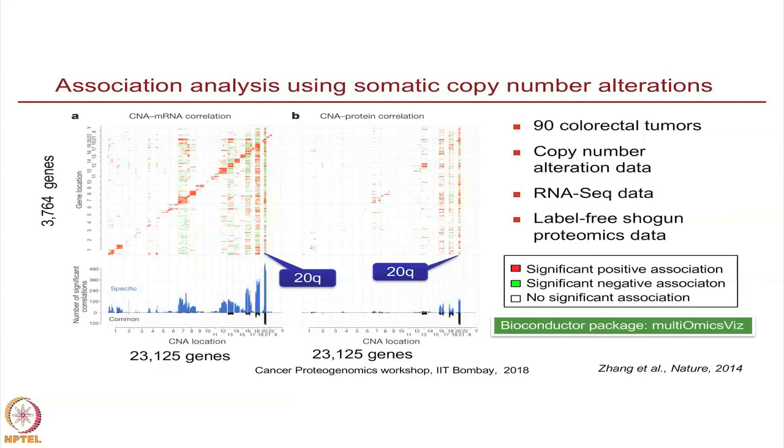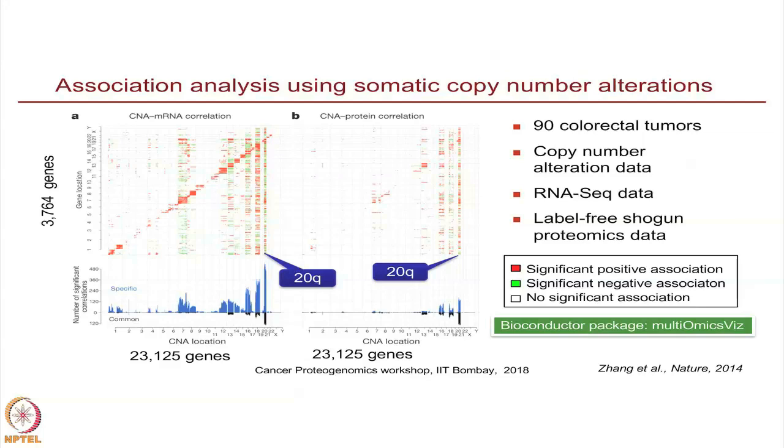But in this case, the genotype is also continuous, right? Because it's a copy number measurement. And then we can calculate a Pearson correlation between the genotype and the mRNA expression. If there is a significant positive correlation, we put a red dot here. That means the copy number change of this gene will affect the mRNA abundance of that gene. And if there is a significant negative association, we put a green dot here. And if there is no significance, we leave it blank. And this is the plot we get from this analysis.